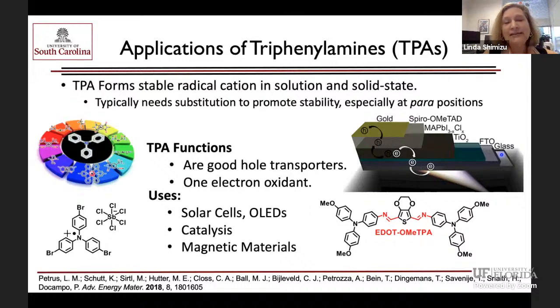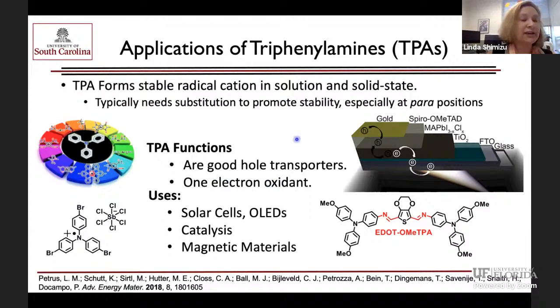They typically need substitution to be stable. And so most triphenylamines you'll see in the literature have substituents at the para positions along the triphenylamines. This helps slow degradation reactions and helps stabilize the triphenylamine radical cation. The triphenylamines are really good hole transporters, and they can be used as one electron oxidants.